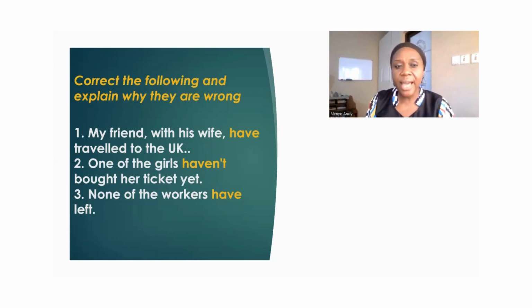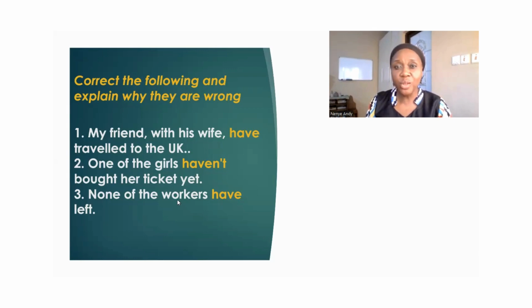One of the girls haven't bought her ticket. This is wrong because it's supposed to be hasn't. And why? After all, we have girls here. But remember, still in that video I referred to, you will notice that we explained that one is what we're talking about. We're talking about one of the girls, not all the girls. So since we're talking about one of the girls, one has. One of the girls hasn't bought her ticket yet.